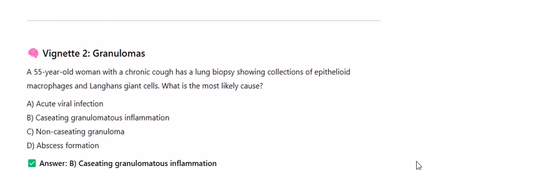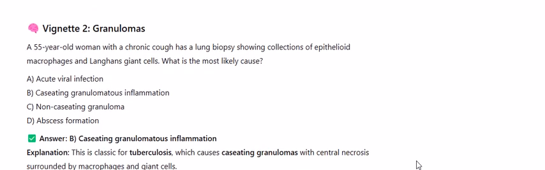Vignette 2. Granulomas. A 55-year-old woman with chronic cough has a lung biopsy showing collections of epithelioid macrophages and Langhans giant cells. What is the most likely cause? A. Acute viral infection. B. Caseating granulomatous inflammation. C. Non-caseating granuloma. D. Abscess formation. Answer B. Caseating granulomatous inflammation.